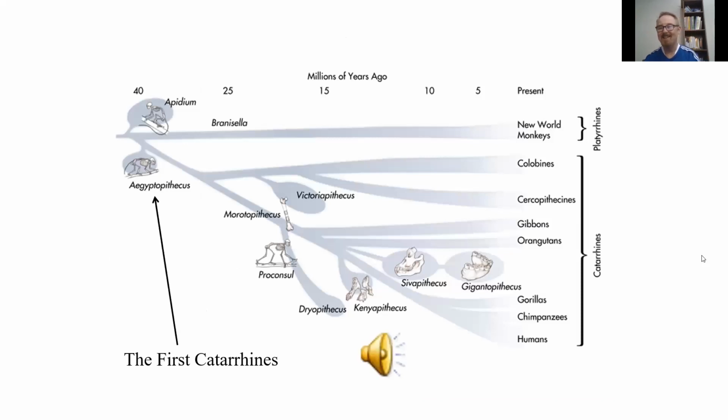Now, I'll leave you guys with one more thing. Why not? We'll do it here. Let's leave off where we're at so far. This is a little summary of what's going on. So here we have Aegyptopithecus. You can see it visually giving rise to the first catarrhines, right? And the first catarrhines are supposed to be Aegyptopithecus, right?